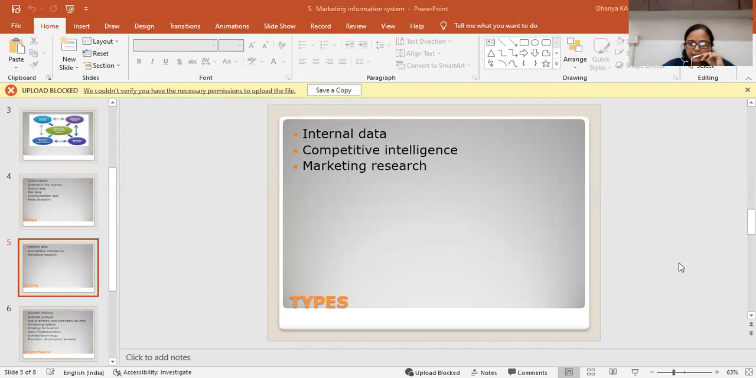That is one aspect. Another one is MIS which is developed on the basis of competitive intelligence. That is, the company will have to withstand the market with the competitors, for which the company will be doing certain activities by which it wants to understand what the competitors are doing.